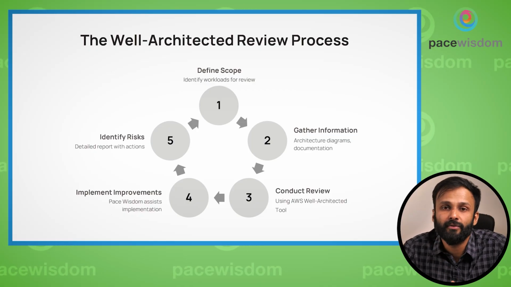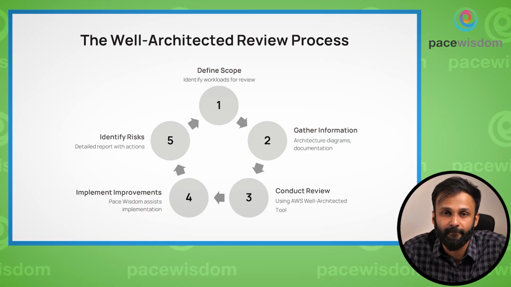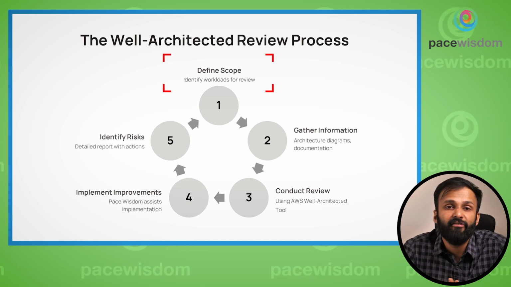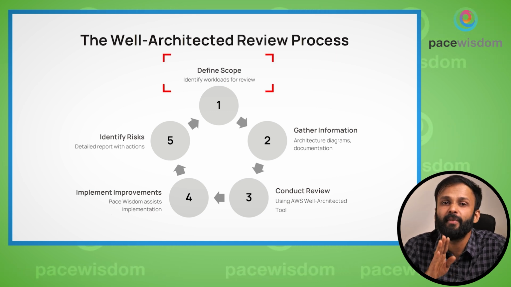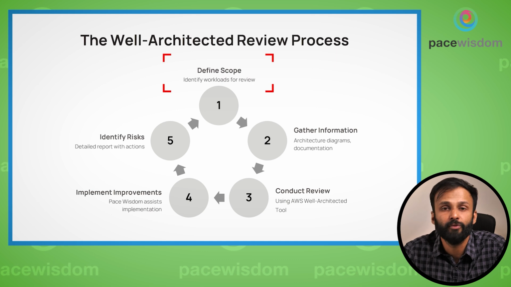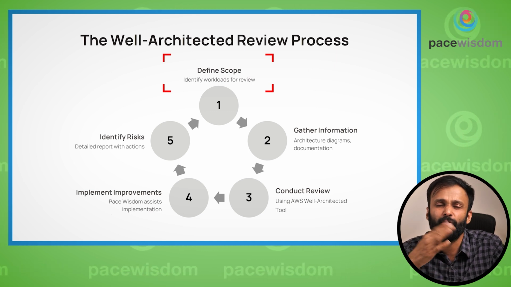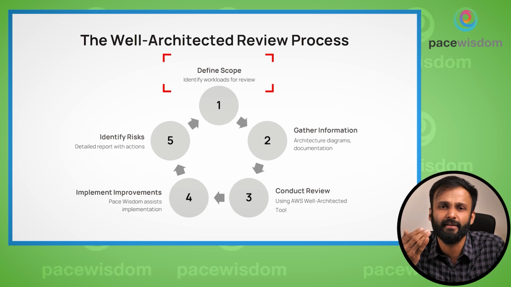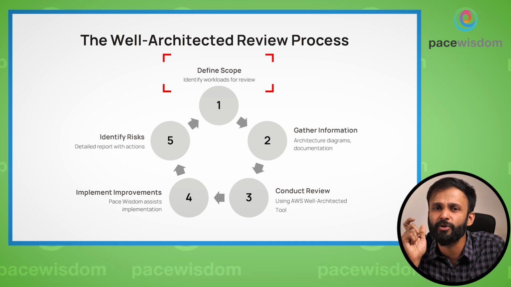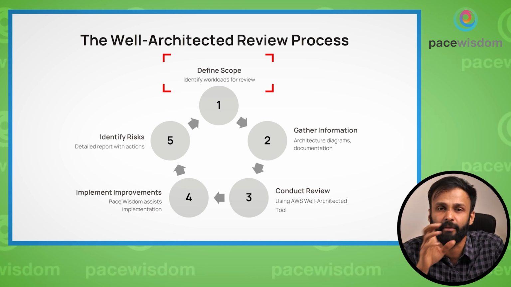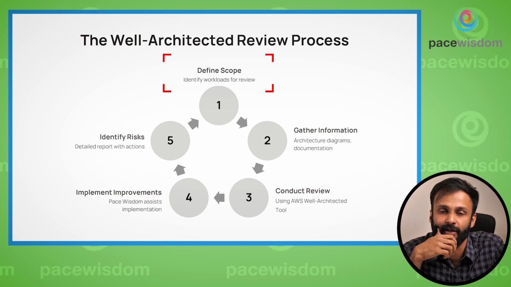So let's break down these steps, right? Number 1 is define scope. Start by defining the scope of the review. First identify the specific workload you want to evaluate. What I generally see is that it's good to start with the most critical or high risk applications. That's safe to start with, right?